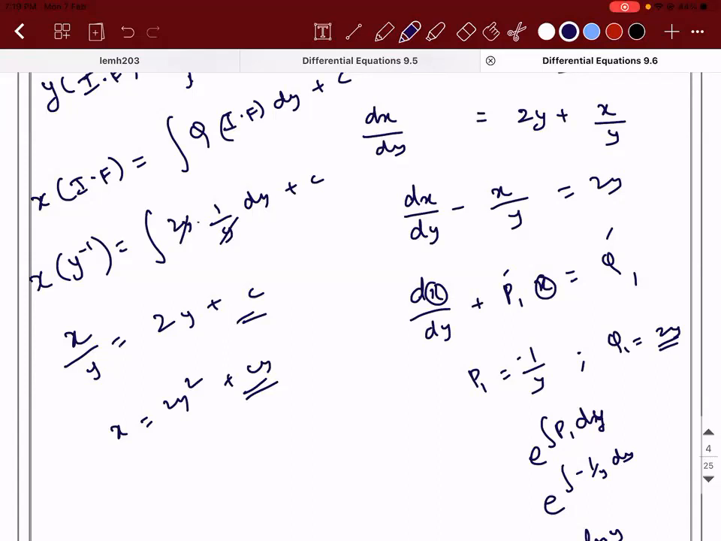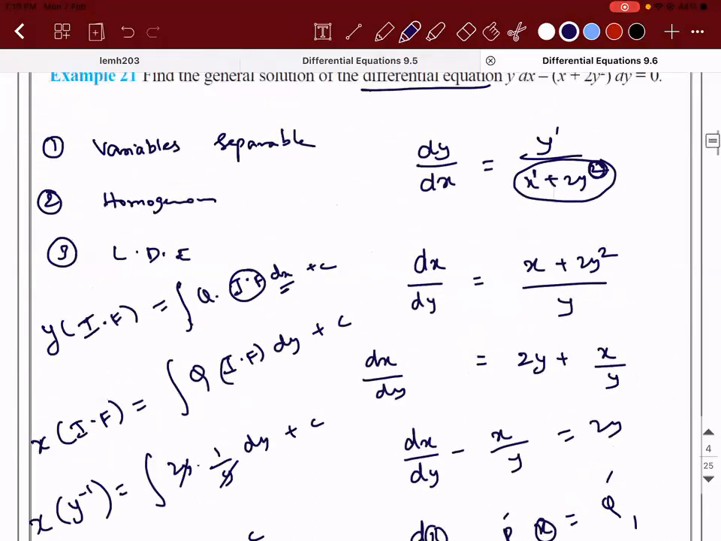When the highest power is in the numerator, that will decide whether the problem is of the form dy by dx or dx by dy. For example, in this case, I started with dy by dx only, but the highest degree was in the denominator. So I had to write the reciprocal. That's the logic. That's it.